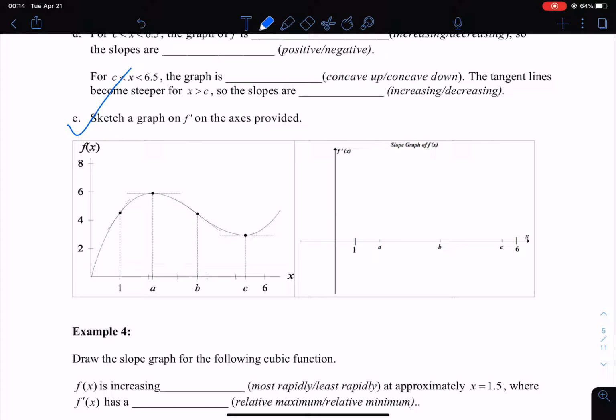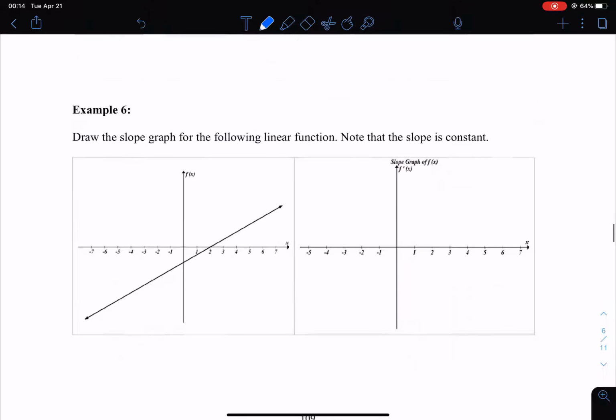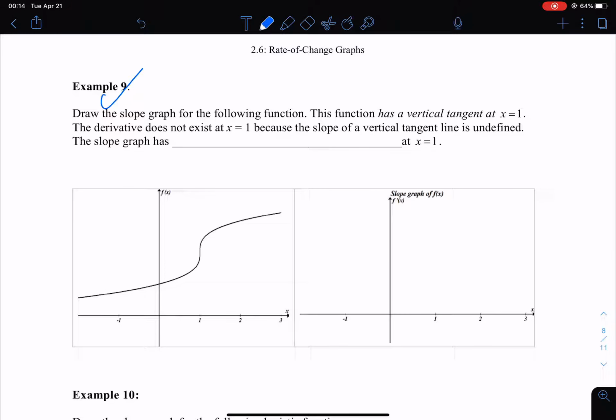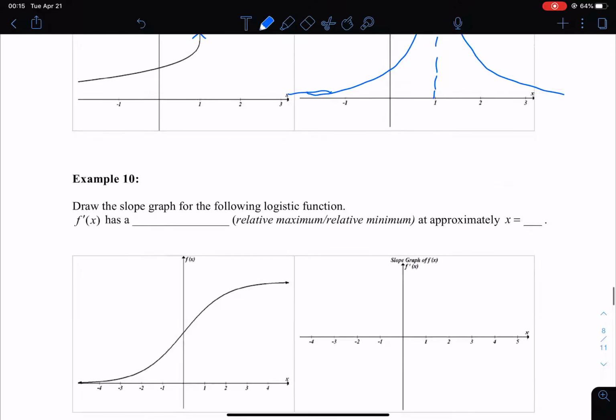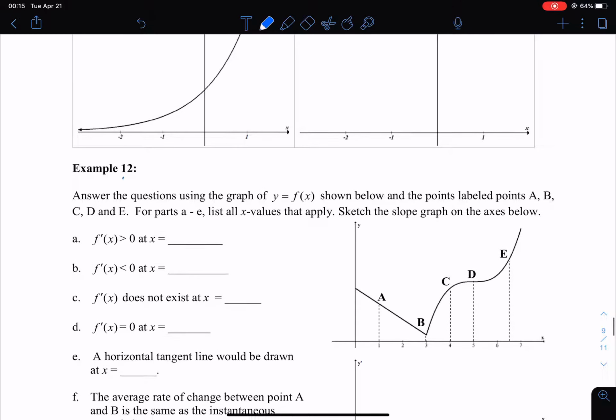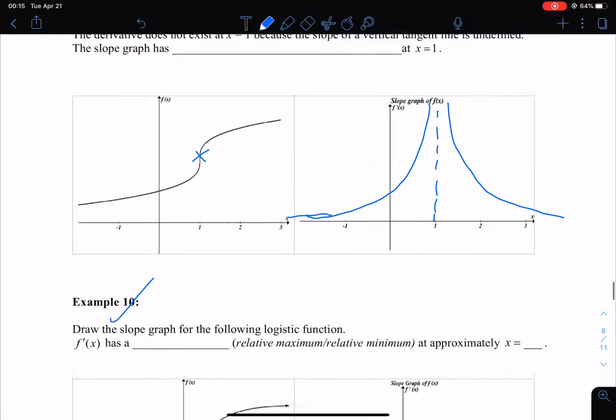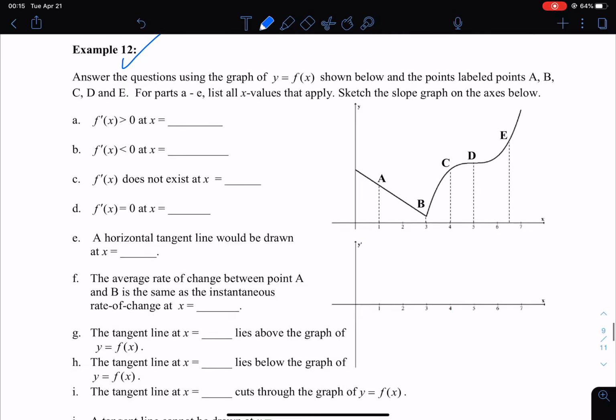And next one is about example 9, example 10. Example 9: it's increasing all the time, so that means the slope graph should be above. And then since we have an inflection point, it must be a break. So this is the derivative. And then similar for example 10, and example 12.